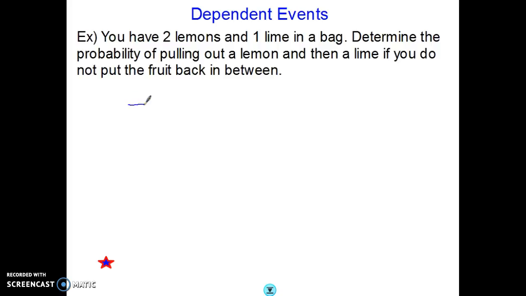So let's first consider if we pull out a lemon on the first pick. Well, that would mean our probability of getting a lime on the second pick would be, well, let's see, we have 1 lime left in the bag and 1 lemon left. So that means we have 1 lime, which is our success case, out of 2 total fruits.